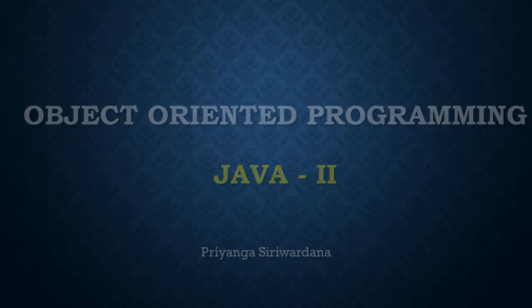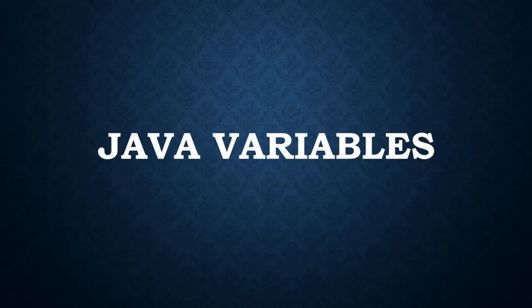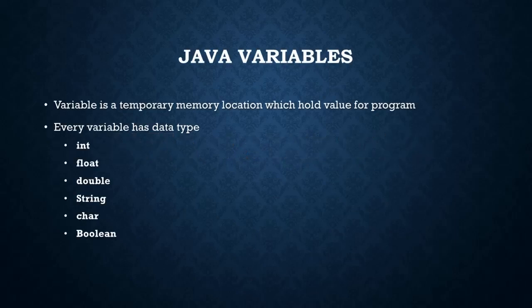Now let's see, in variables, why we need to have a variable? What is a variable? Actually, a variable is a temporary memory location. Till the program executes, a variable will store values in your main memory. And also, in variables, you have different data types. For example, integer, float, double, string, char, and boolean.